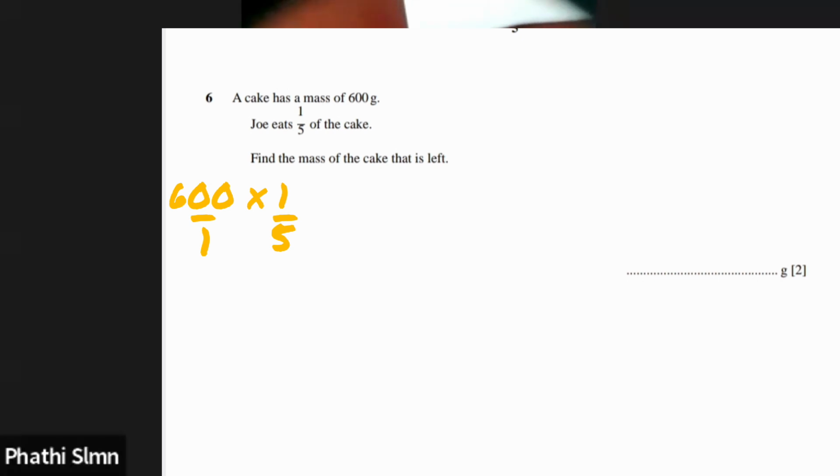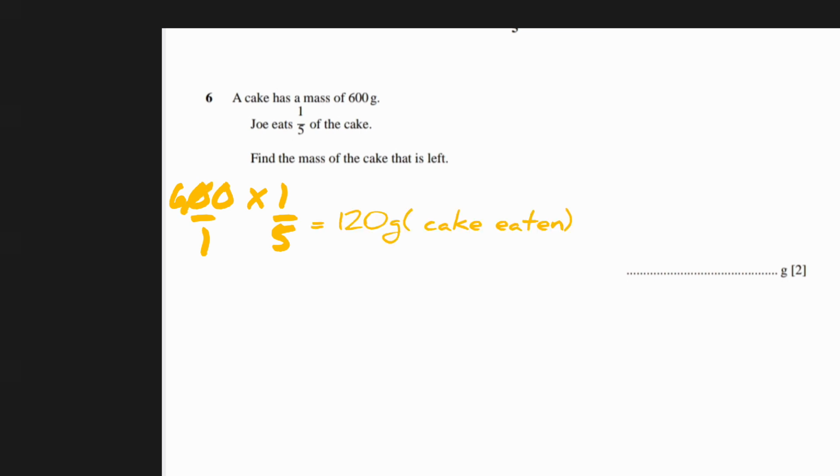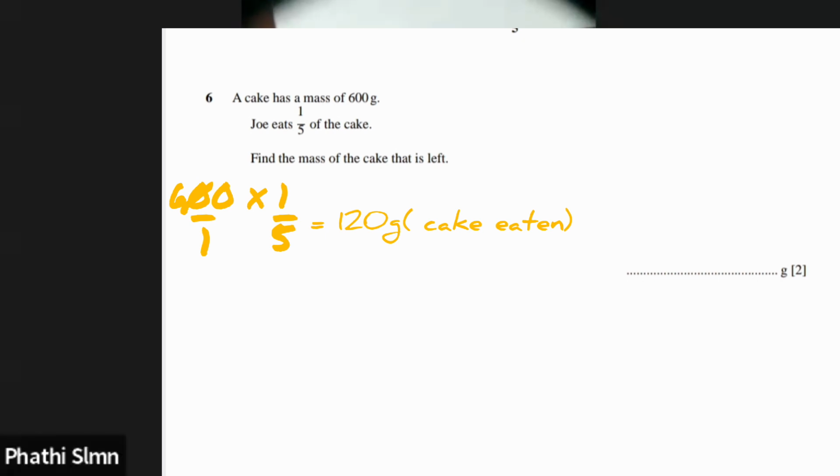So we say Question 6: 600 grams times 1/5. Then we simplify. What do we get when we simplify? 5 into 6 is a 1, and then there is a remainder 1 there. 5 into 10 is a 2, and there's 0 there. So it's 120.